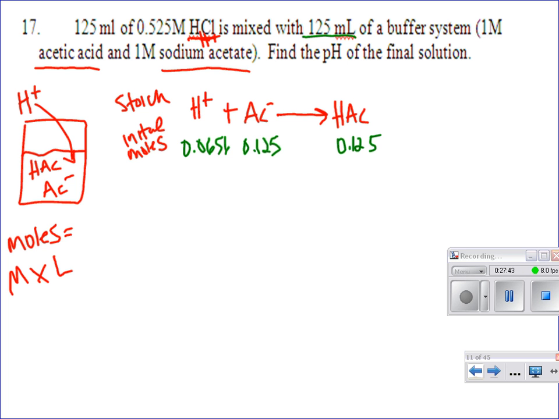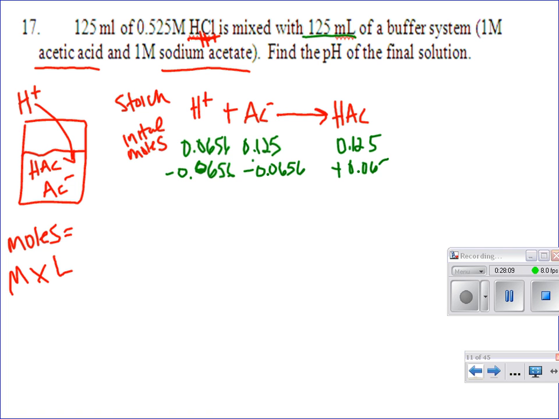Okay? All right, so this is the war, folks. We got our battle going on. We're going to treat this just like a rice table. It's a one-to-one-to-one relationship. Which one of these is going to run out first? The invader, minus 0.0656. Because it's stoichiometry 1-to-1-to-1, we're going to treat it like the x, 0.0656.